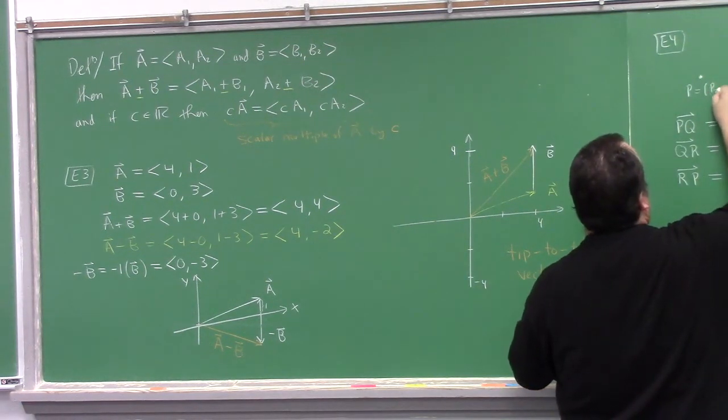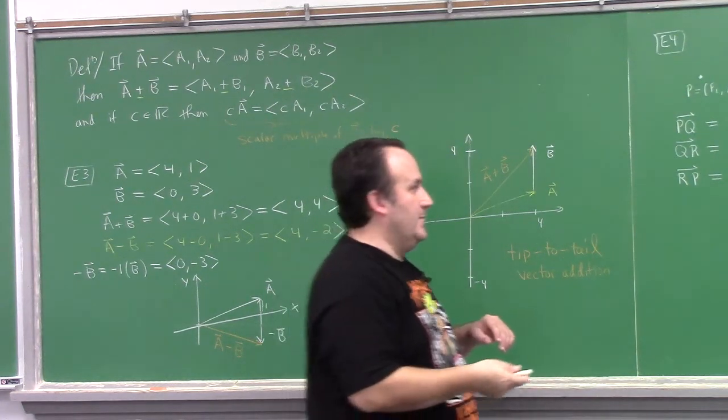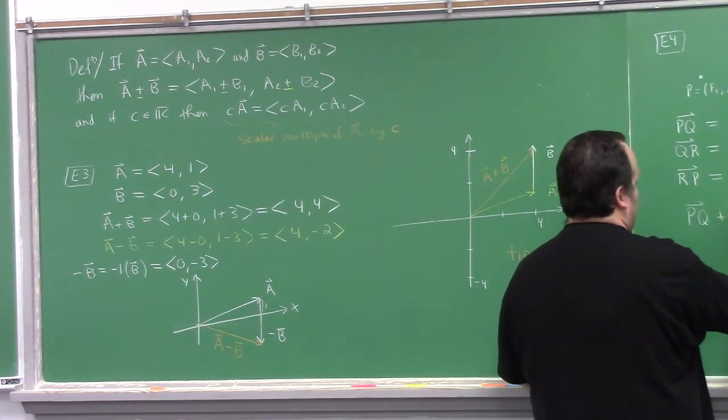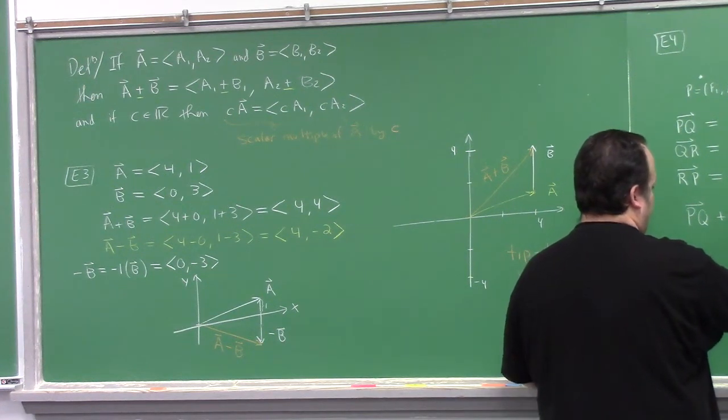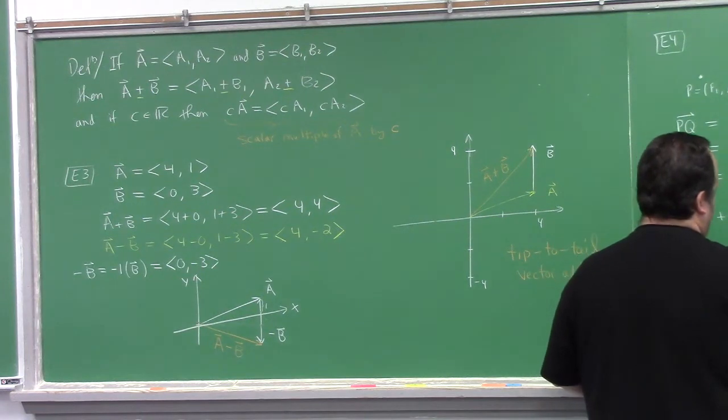So my question to you is, what is the sum of these three vectors? What is PQ plus QR plus RP?